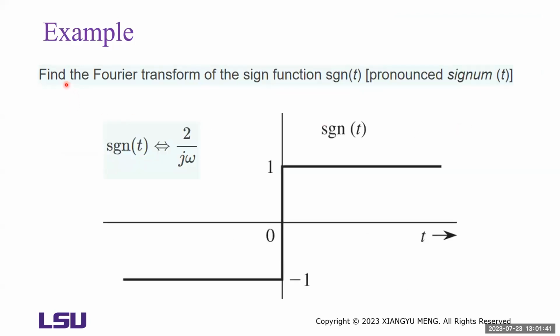This example is to find the Fourier transform of the signum function. When t is positive, its value is 1. When t is negative, its value is negative 1. Again, I just show you the result, and I will show you how to get this result using MATLAB. The Fourier transform of the signum function is 2 over j omega.